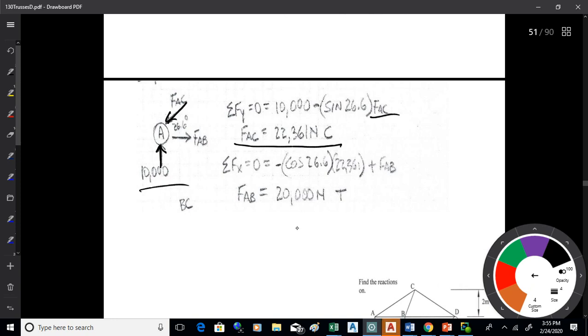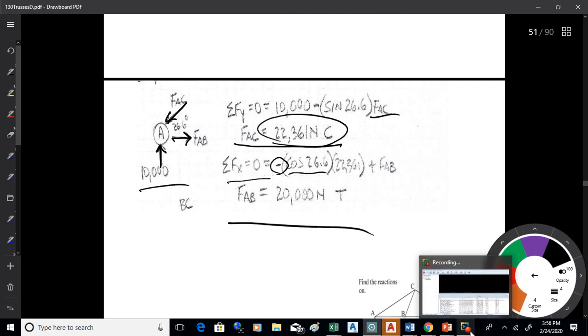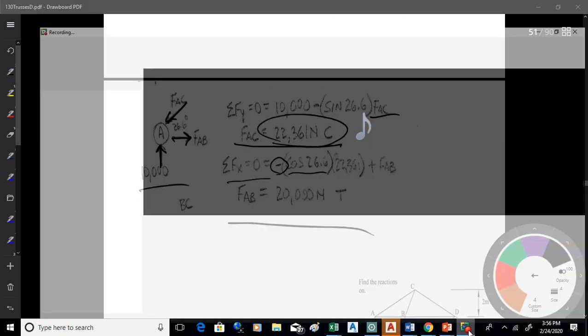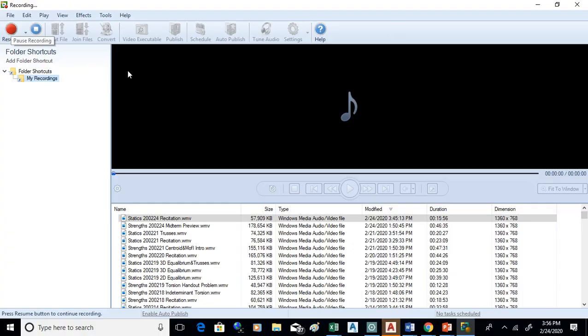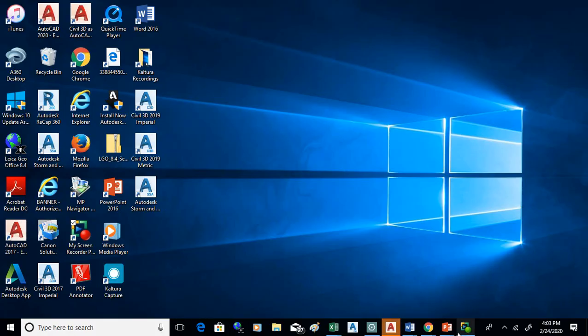And sum of Fx is 0. Minus cosine 26.6 times 22,361 plus FAB. Where do we have it? The only FAB is 20,000 that we have a number, which is up in the y direction. So let's set all our forces for y equal to 0 first, because we have an actual. So you're given 16,000.